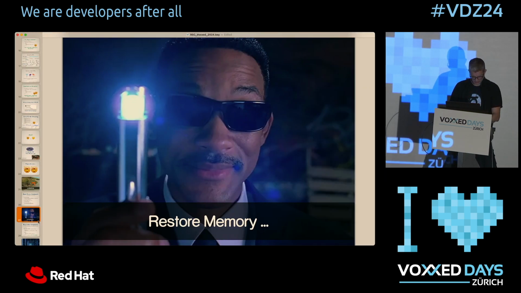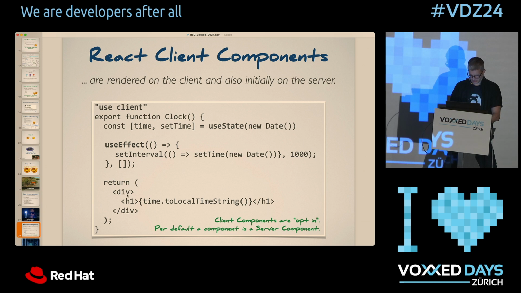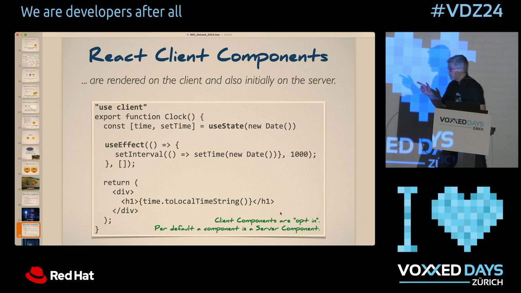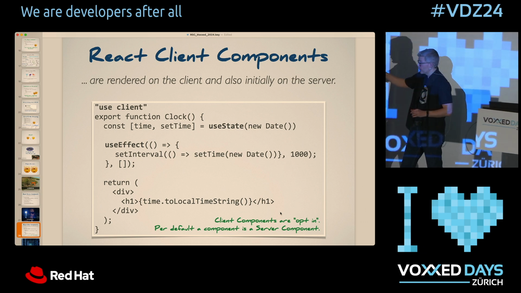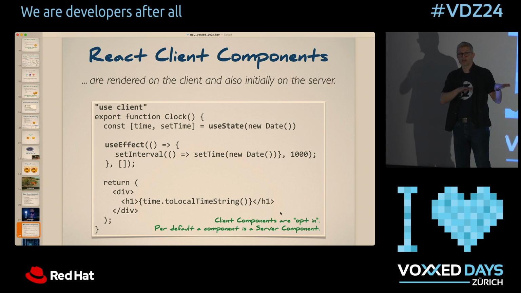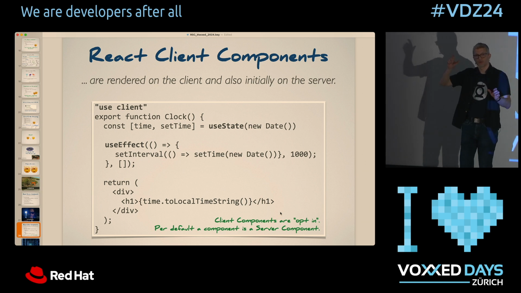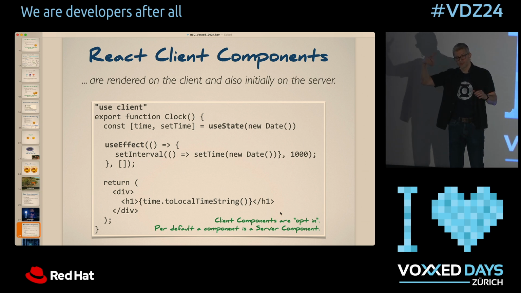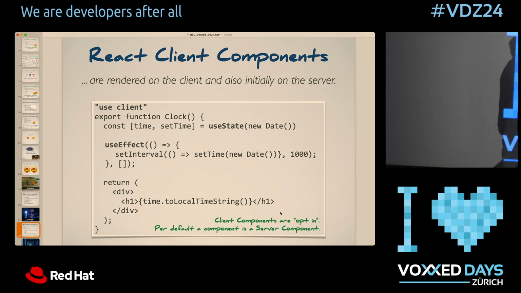Exactly, so this was a use effect that updated the time. The important thing is client components are opt-in. So everything is per default a server component, and I have to say I want to use a client component now. I want to have lifecycle, I want to have state and stuff like that, and I do that by putting that directive on top.